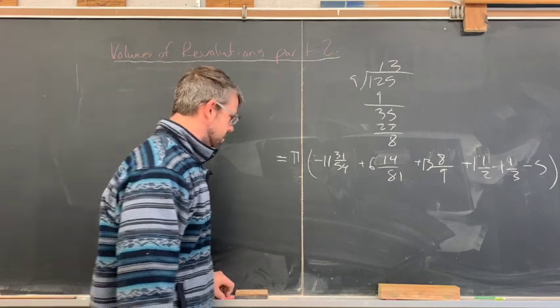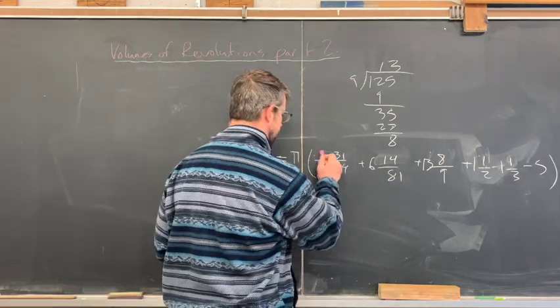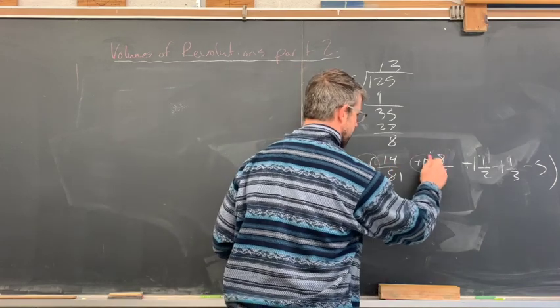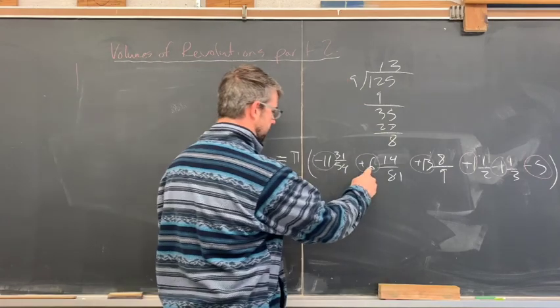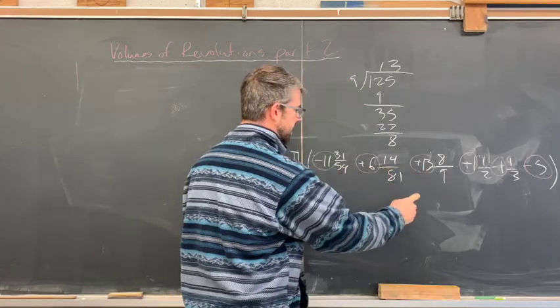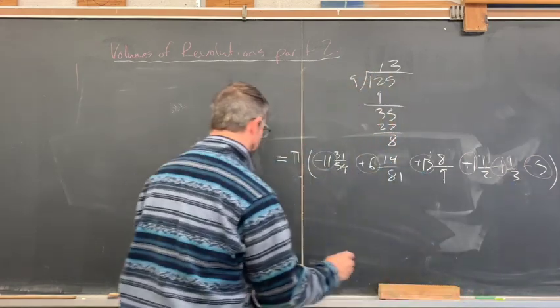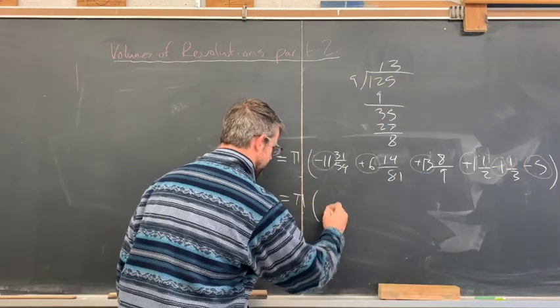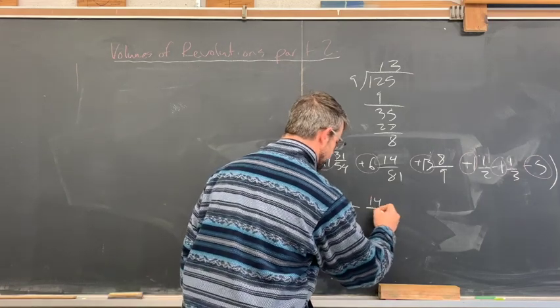The nice part about mixed numbers, and the only part that I actually like about mixed numbers, is the fact that I can now take these portions and add them up. Negative 11 plus 6, that's negative 5, plus 13 is going to be positive 8. Then these ones are going to cancel, and that 5 is going to make a 3. So this is pi, and this is 3. Plus, now I have 14/81.